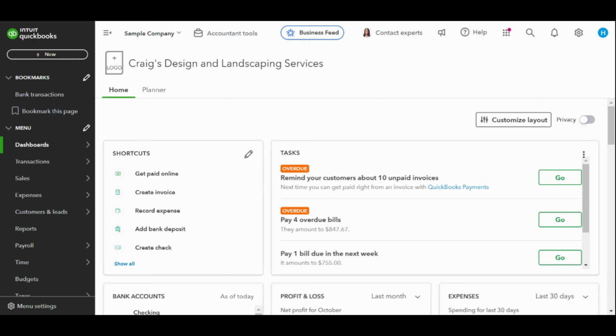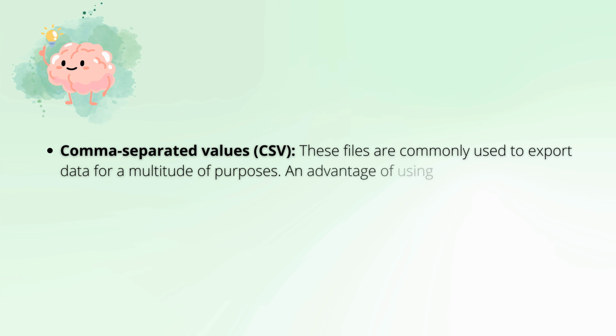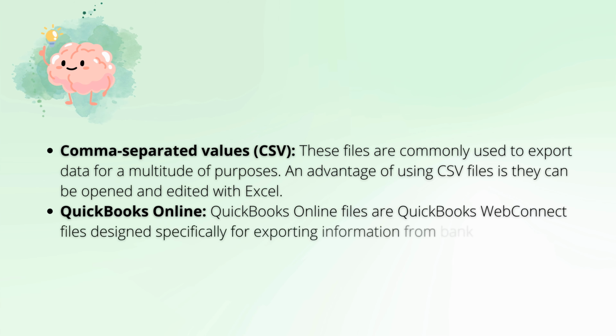As always, this is a sample company provided by QuickBooks for educational purposes only. QuickBooks Online can import bank transactions from the following file types. The first being comma-separated values, or a CSV file. These files are commonly used to export data for a multitude of purposes. An advantage to using CSV files is they can be opened and edited with Excel.